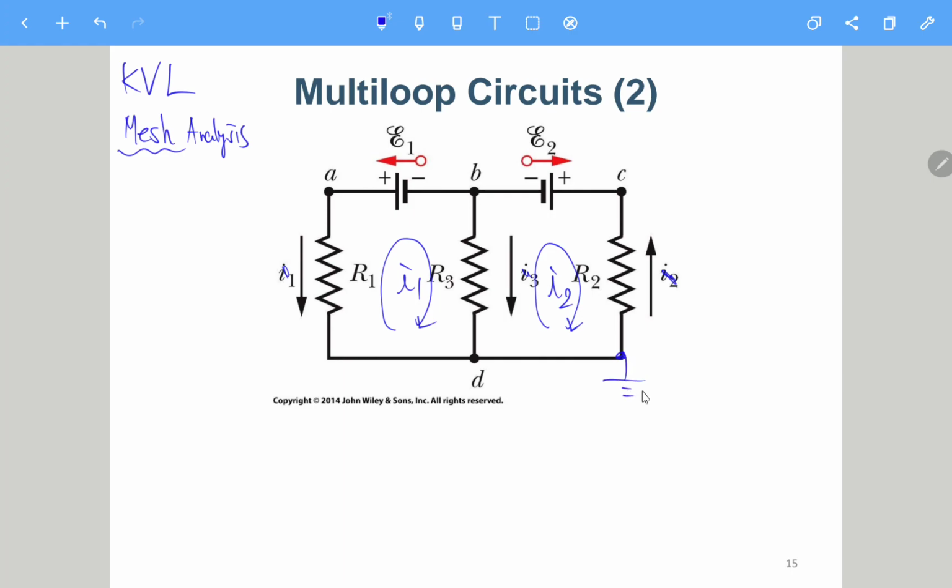So this is mesh 1 and this is mesh 2. For mesh 1, let's say we start from here and go in this direction. This is I1 in this direction, just ignore this one. I1 going from here to here, so this will be I1 times R1.